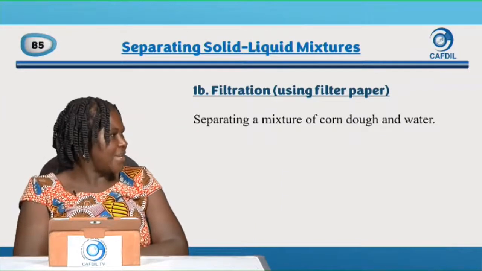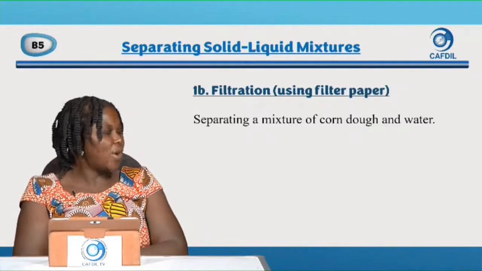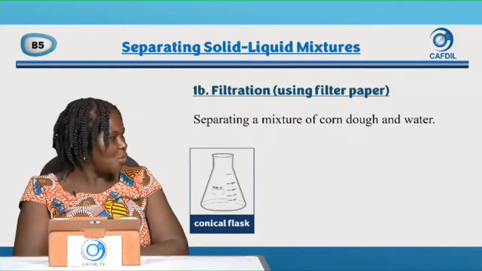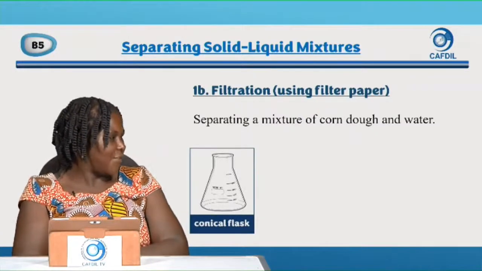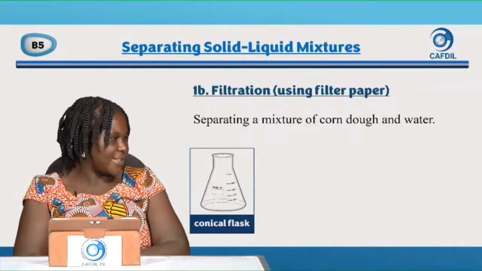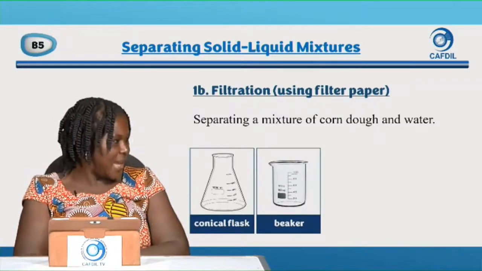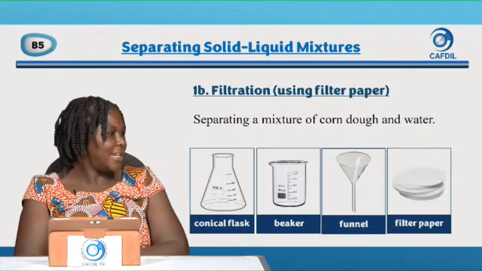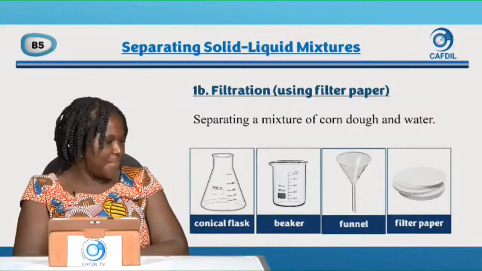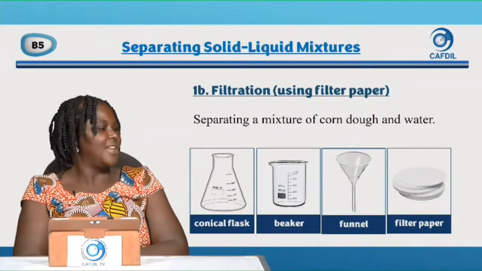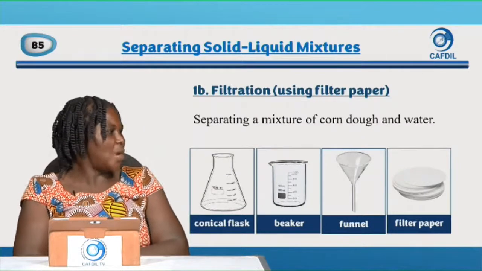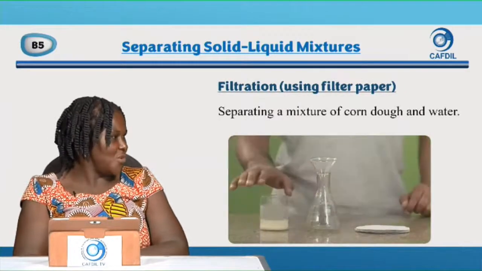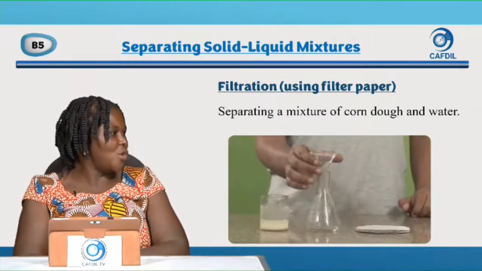This time, separating a mixture of corn dough and water. Let's look at how we will do it. This is a conical flask, and we have our beaker. We get our funnel, and the last one is the filter paper. These are the things that we will need to separate the corn dough and the water.